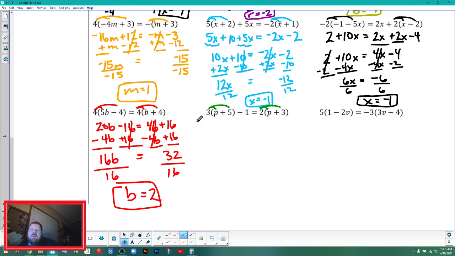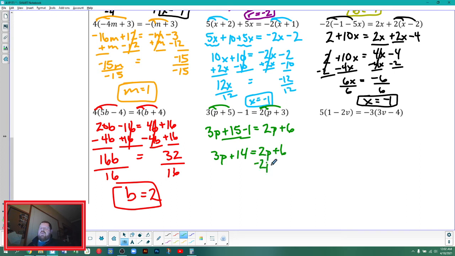Biggest thing you can do to help yourself get through problems is don't take a big pause in between problems. 3p plus 15 minus 1. 2p plus 6. We've got some like terms here that we need to combine. 3p plus 14 equals 2p plus 6. Let's subtract 2p and subtract 14.